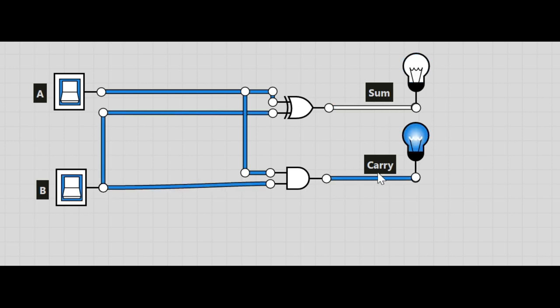we get sum 0 and a carry 1. If you check the XOR gate, A is 1 and B is 1, both are 1. 1 XOR 1 is 0 as per the XOR operation. If both inputs are same, the output is 0. And for the AND gate, A is 1 and B is 1, both inputs are 1. So AND operation output is 1. So carry is high. So this is the animation of half adder.